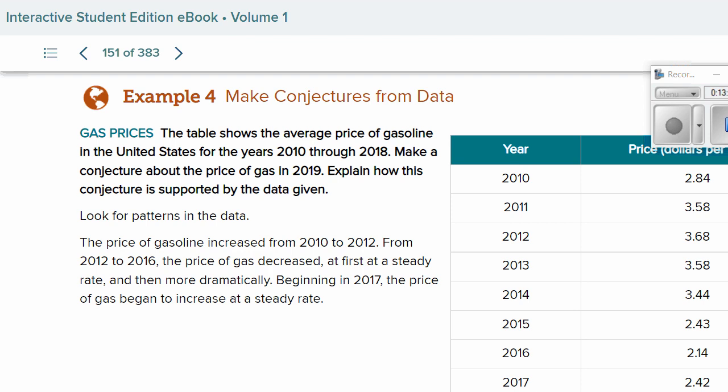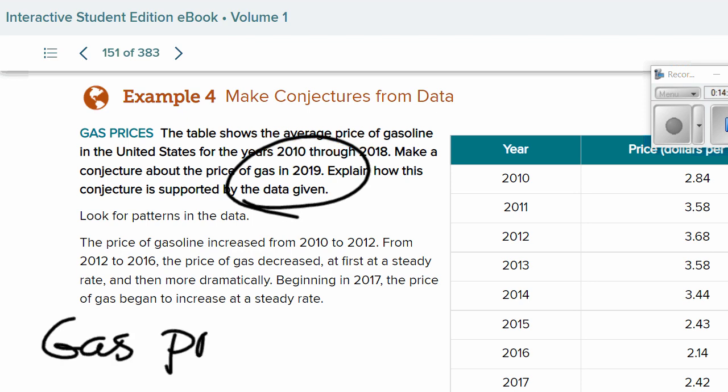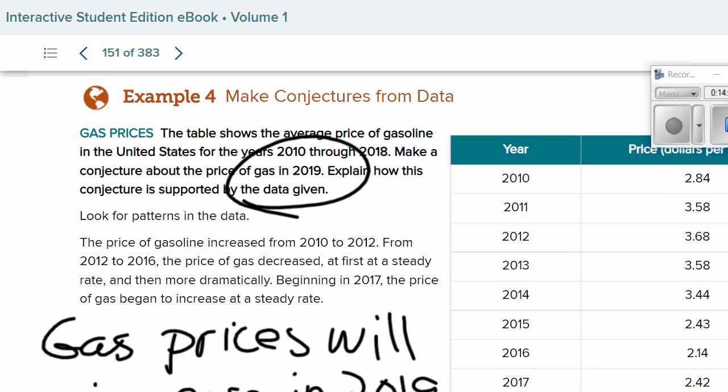But they want to know, can we make a conjecture about the gas prices in 2019? So I believe if we think about that, from 2017 to 2018, it went up 42 cents. And from 2016 to 2017, it went up 28 cents. Okay. So I think we can make a conjecture. You can disagree with me, but gas prices will increase in 2019. Okay. So they use a fancy word down here called oscillating. That means it's doing different things over a period of time. Okay. All right. Hopefully that was understandable for you.